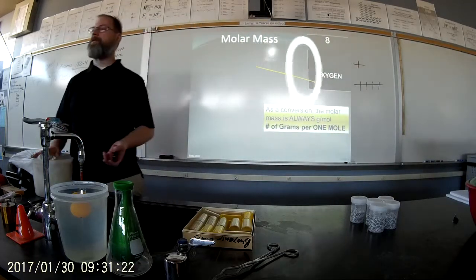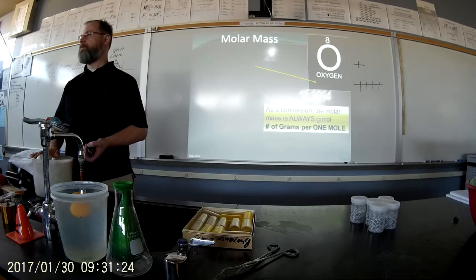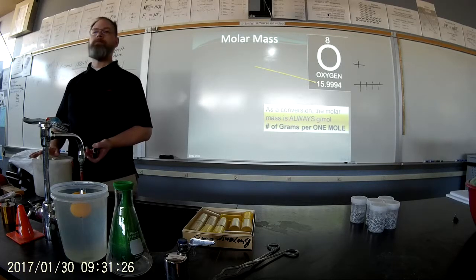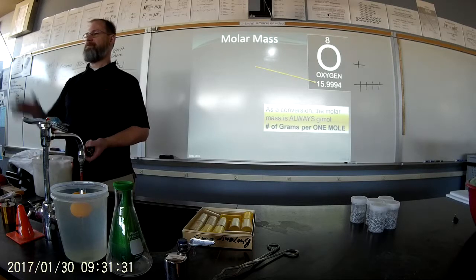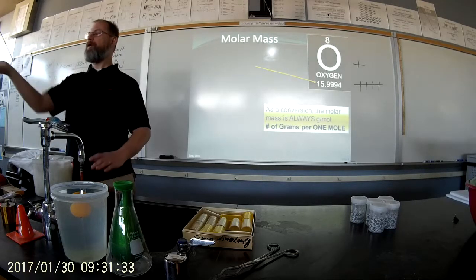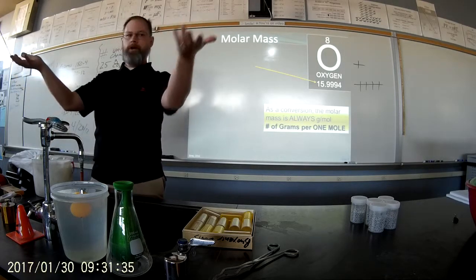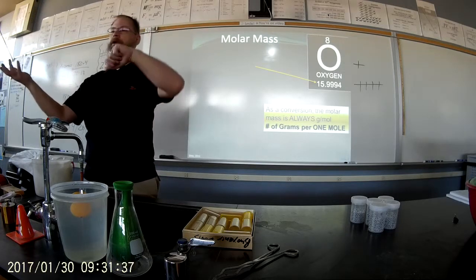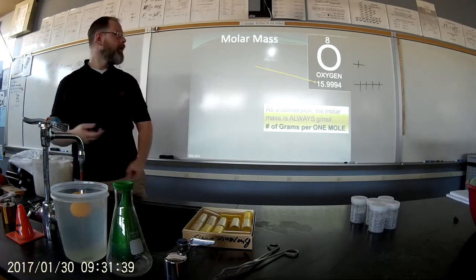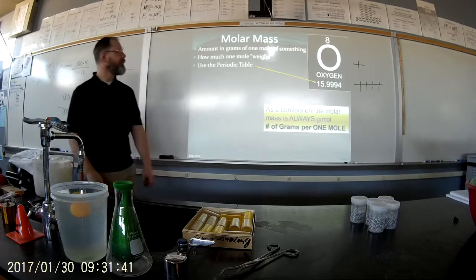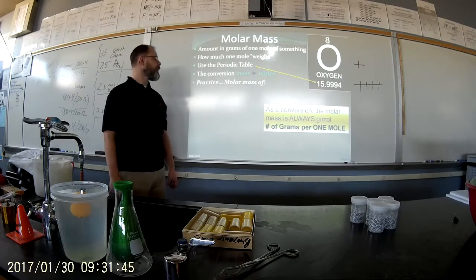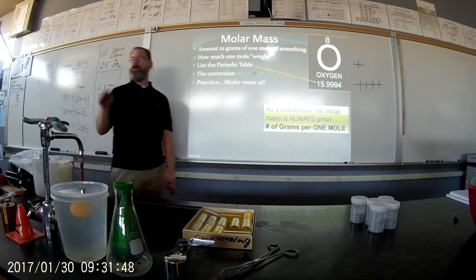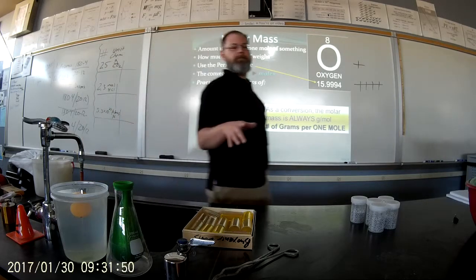What do we use molar mass for? We use molar mass to take moles and turn it into grams, or take grams and turn it into moles. Okay. Remember on the periodic table, we see our molar mass. Find it on the periodic table. That allows us to convert between mass to moles or moles to grams. Now, let's do some practice. You need a periodic table for this.